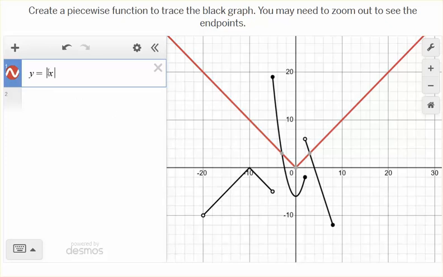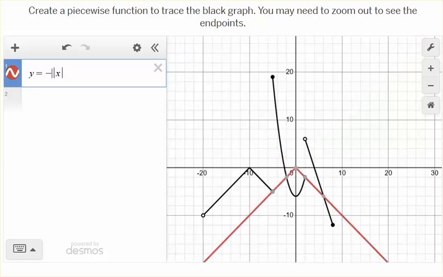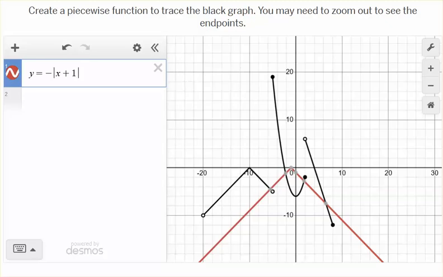Okay, but I open down, so I'm going to need a negative. Good. But I'm over here left 10. Remember, to move a graph left, inside the brackets, we are going to add 10. Okay, now I match up over that shape of that graph.